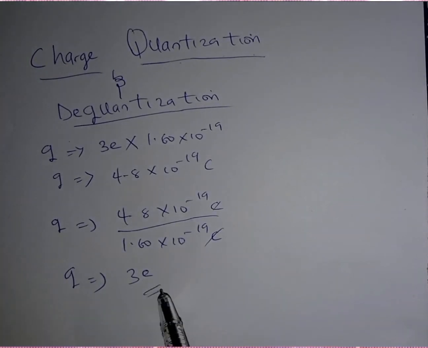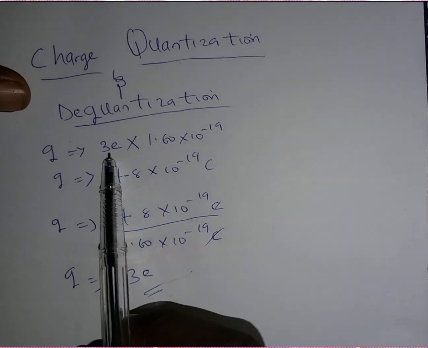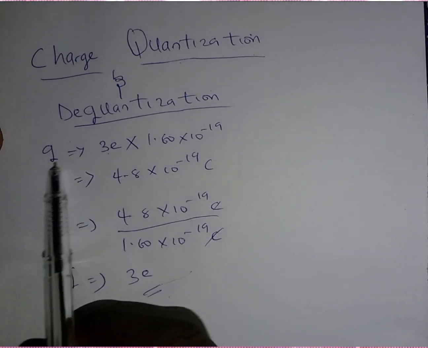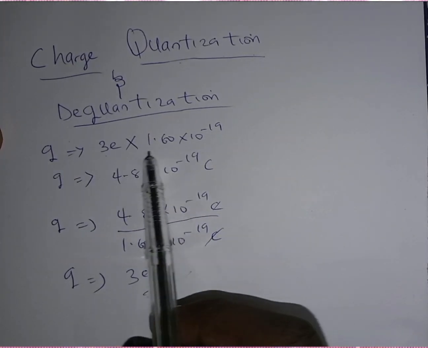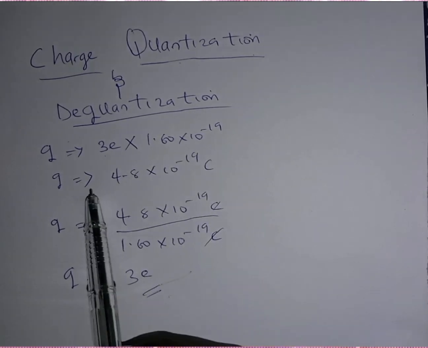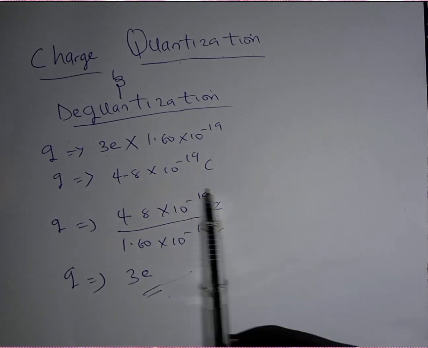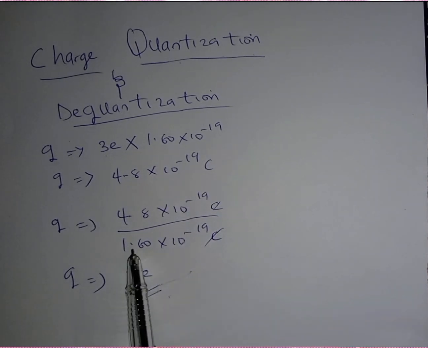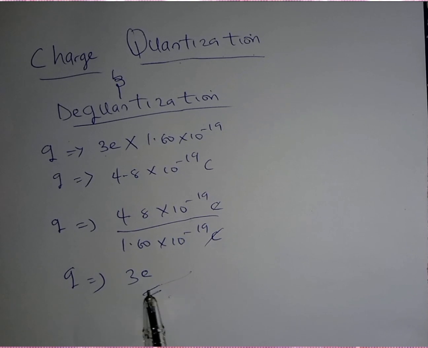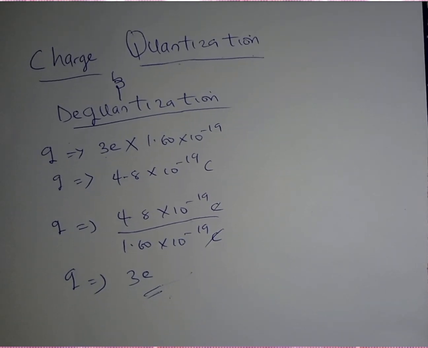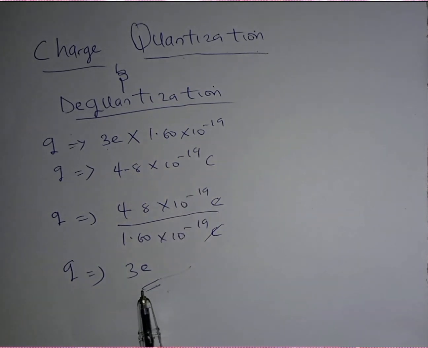So the charge has been dequantized to 3 electrons, and 3 electrons have been quantized to this charge. Quantization is simply multiplying the number of electrons by the standard charge. Then if you convert a charge to a number of electrons by dividing by the standard charge, you have dequantized the charge. So that's simply charge quantization and charge dequantization.